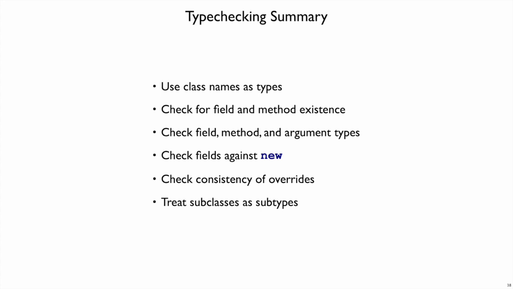So overall, we need to make sure that anytime we use a name as a type, it's a declared class name. We need to check that when you access a field or call a method, that field or method exists in the relevant class, where the relevant class is determined by the type of the left-hand side of the dot. And then we need to check that the types that you pass a method or get back from a field are consistent. We will need to make sure that when you use new on a class, you provide the right number and type of arguments, check that overrides are consistent, and we will need a notion of subtyping, and subclasses should count as subtypes.